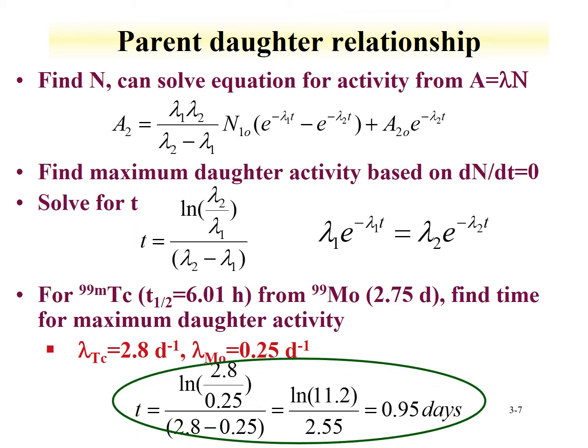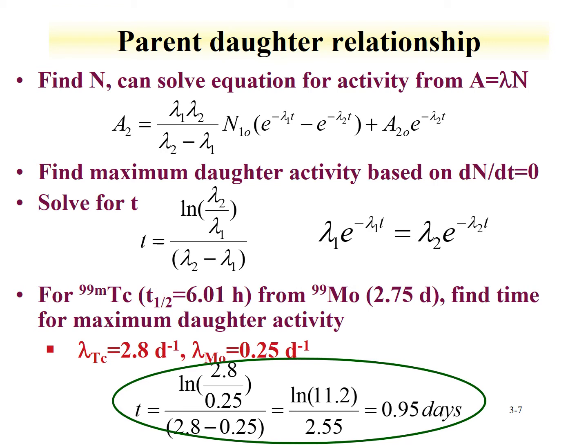So we can use this to derive an equation that's shown. We can use this equation, input data that says if I have a generator, for instance, I'm making technetium-99m, which has a 6-hour half-life, from the decay of molybdenum-99. So this is the parent. This is the daughter. Find the time for the maximum daughter activity.